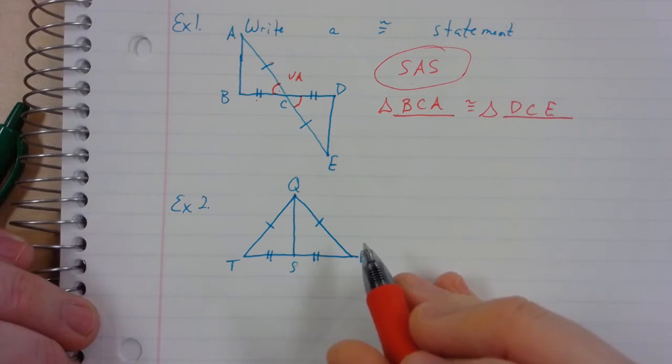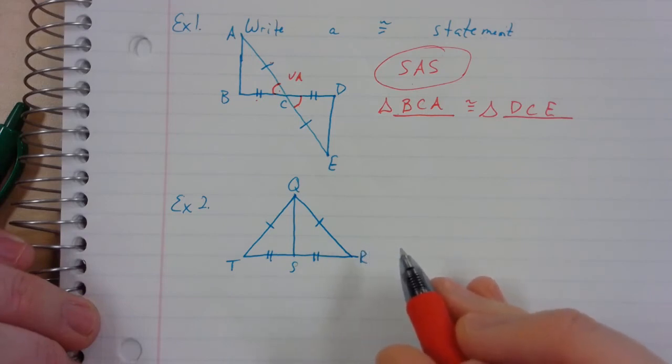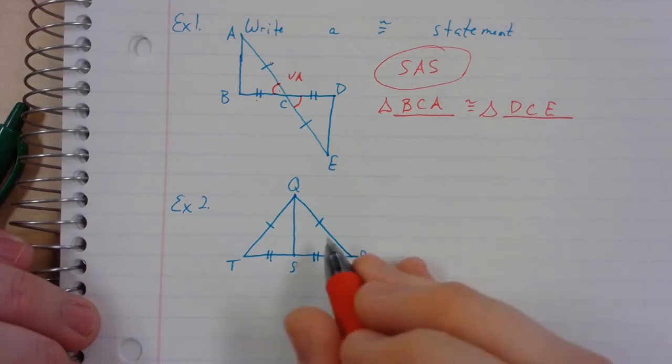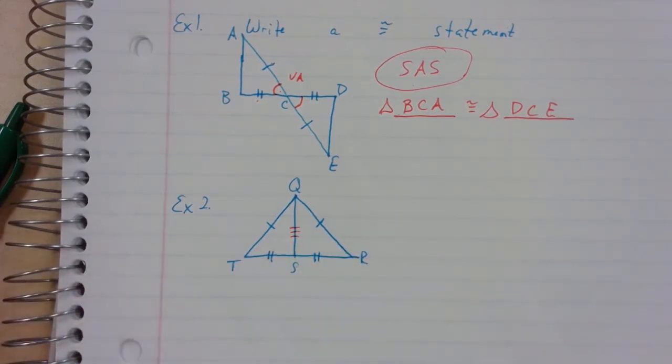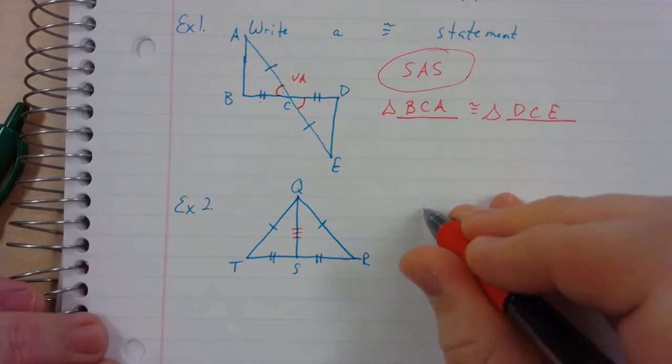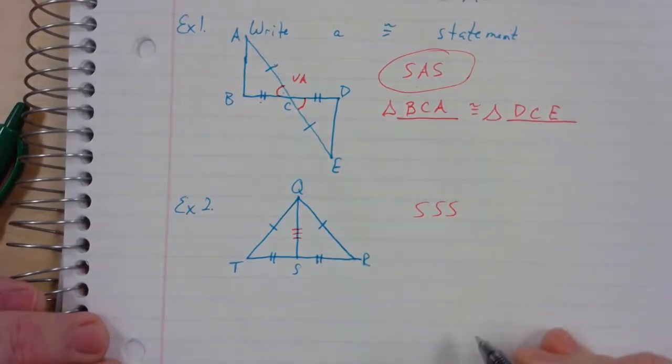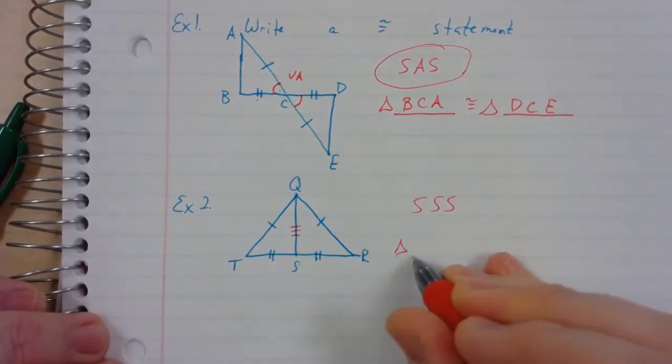Reflexive segments, right? Are there any segments here that are on both triangles? Yes. Which one? QS. Now what type of congruency do I have? SSS. This is side, side, side congruency. So I can write my congruency statement.